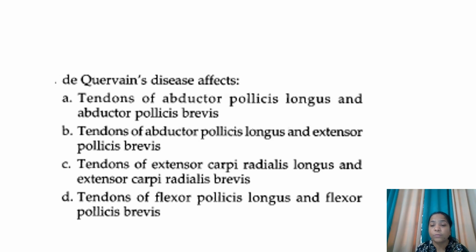Next question is about de Quervain disease. They are asking which of the following tendons get affected in case of de Quervain tenosynovitis. We have seen that in de Quervain tenosynovitis, the tendons of the muscles that form the boundary of the anatomical snuff box get inflamed. So the answer will be the tendons of abductor pollicis longus and extensor pollicis brevis. They get inflamed in case of de Quervain tenosynovitis.